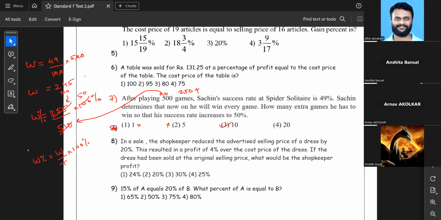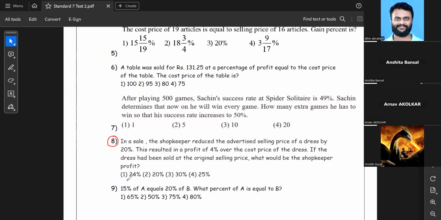Let's go for the next question, dear children. Question number 8. In a sale, the shopkeeper reduced the advertised selling price of a dress by 20%. This resulted in a profit of 4% over the cost price of the dress. If the dress had been sold at the original selling price, what would be the shopkeeper's profit?